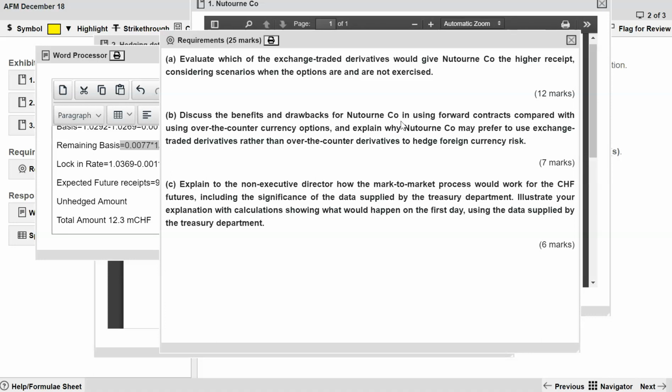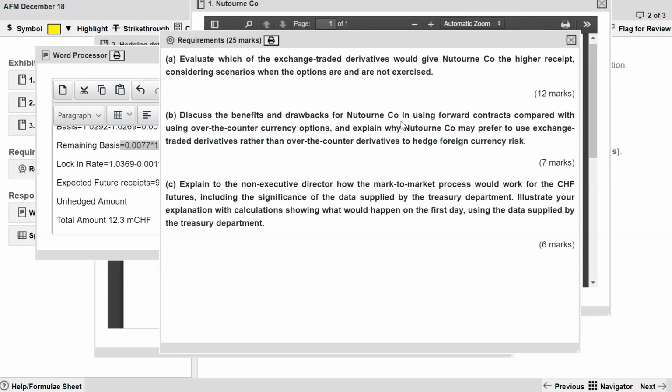into a forward contract. And the second benefit is that it's a simple contract. There is no need of paying the margin amount, which is required in the case of exchange traded derivatives. There is no problem of mark to market. So it's a very simple contract compared to exchange traded derivatives, and it gives a certain receipt. There is no problem of under hedging or over hedging.